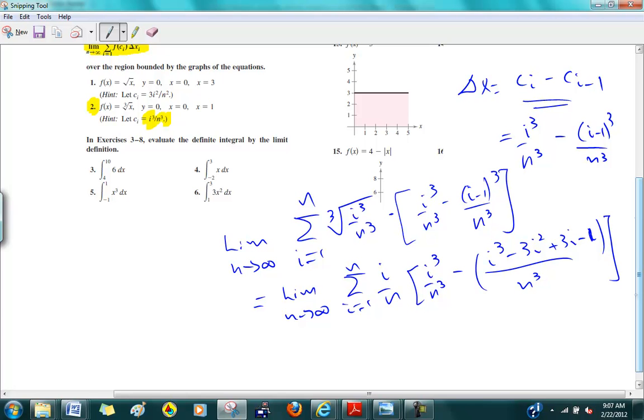Don't you have to minus i cubed? Sorry? I already have it right in the front there, right? So this part here is this part here. And then this guy here is this thing here.